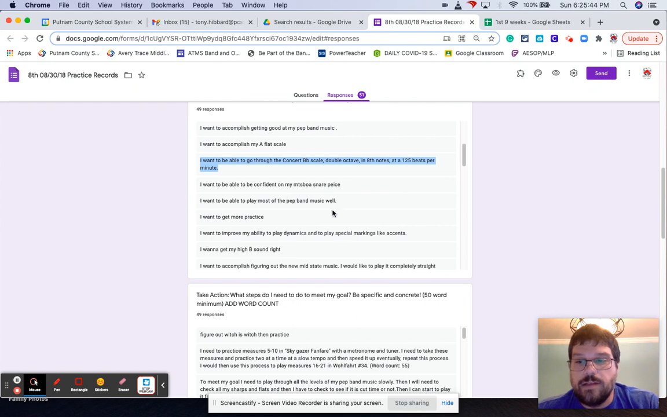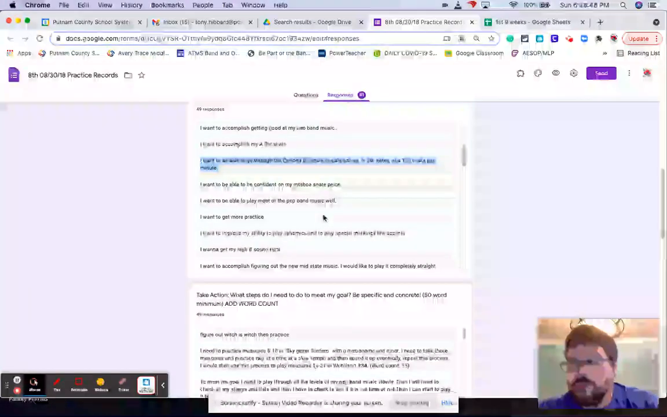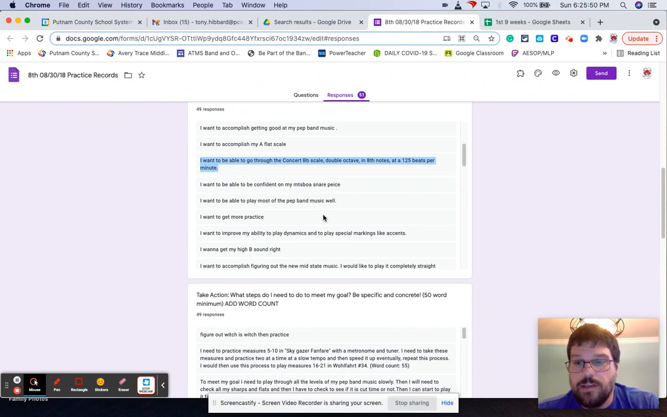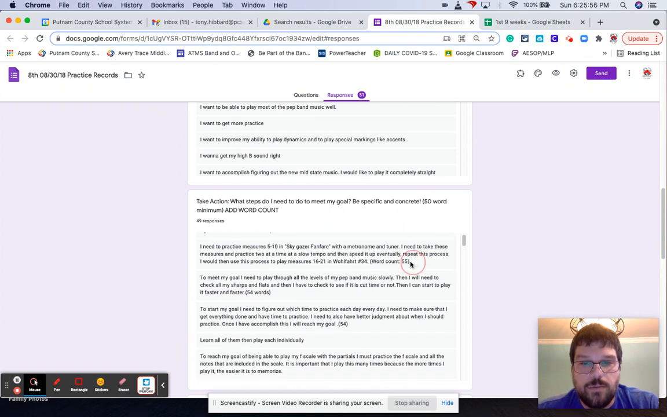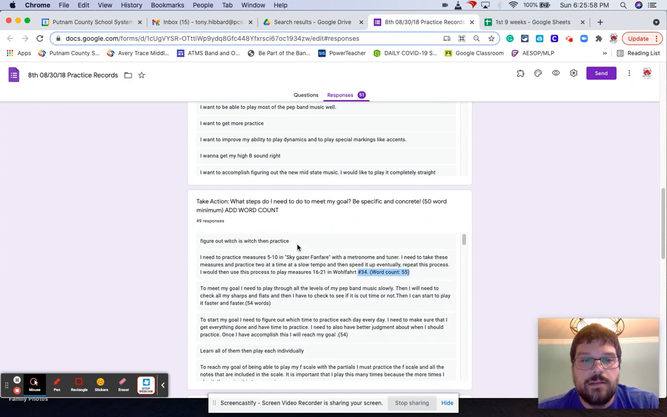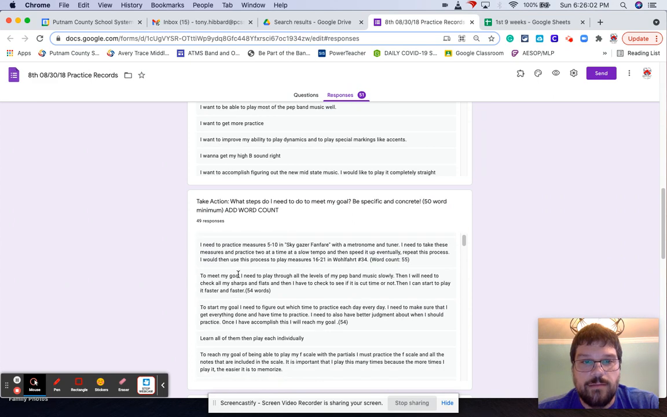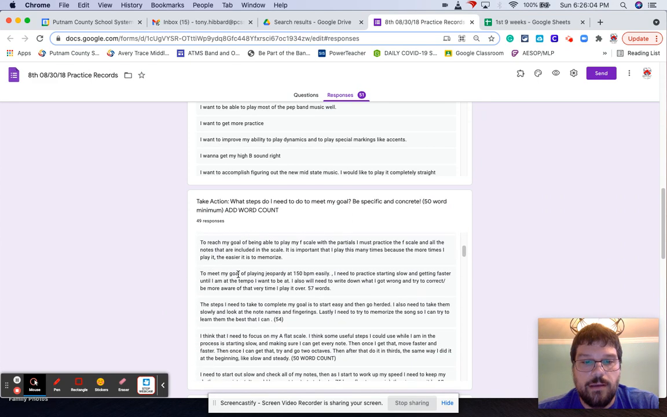And you can see who's practicing on the same stuff. So, all right, this student's wanting to work on their B flat major scale, and so is this one. So if you're having issues, here's somebody that can help you. They're working on the same thing. And then you can go through, see some of the kids are doing word counts. Some other kids figure out which is which, then practice. I'm glad that's the action you're taking.